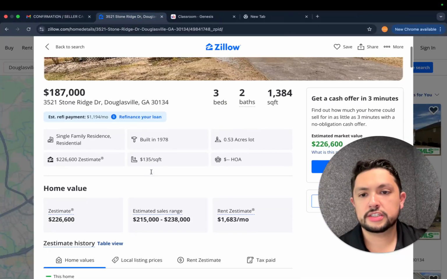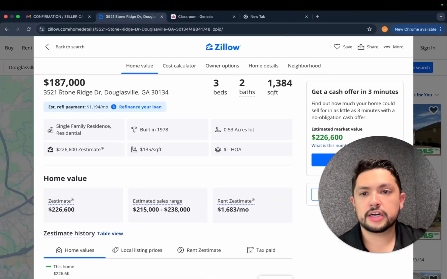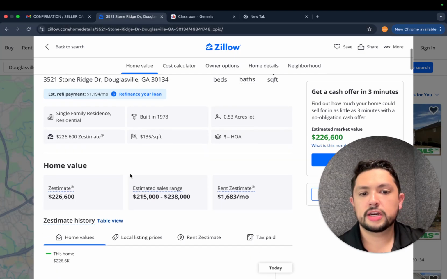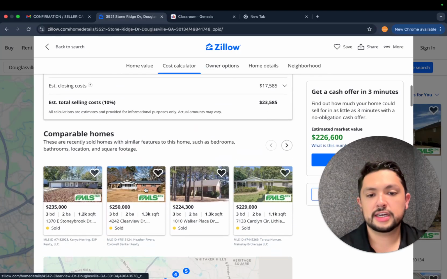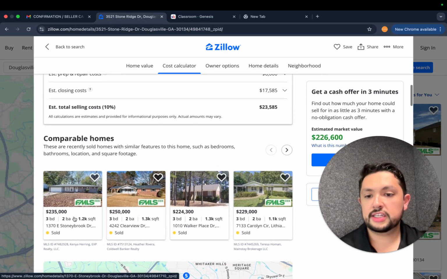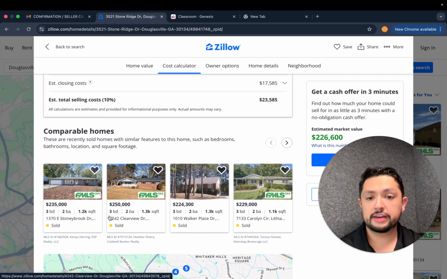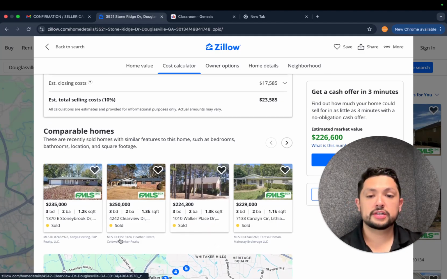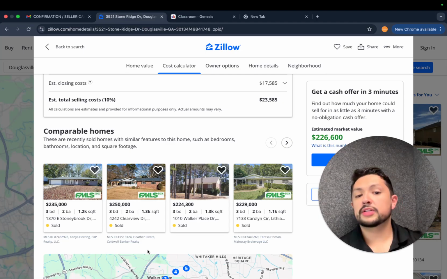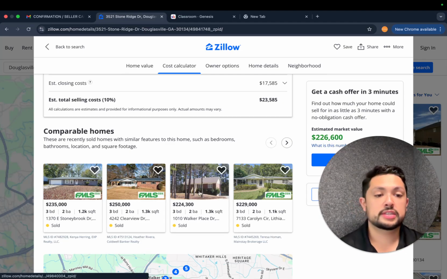the nitty gritty of things. So this is a property that was for $189,000. We put it on the market and got it sold for $205. We put it on the market for $210 and got an offer at $205. You can see these other properties in the same area selling for $235, $250, $224, $229. So we undercut ours by $20,000-$30,000 from what stuff is selling for and what stuff is pending.